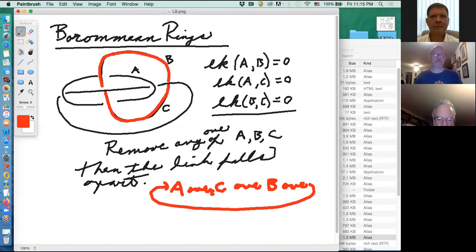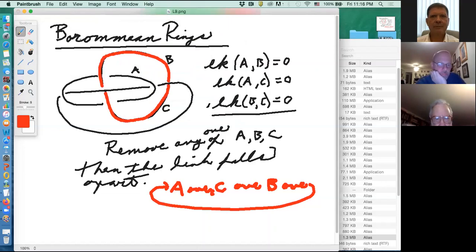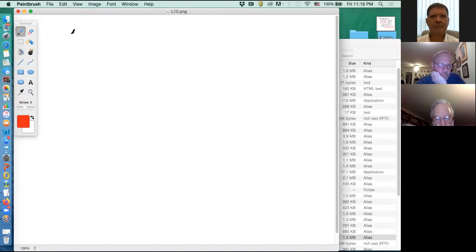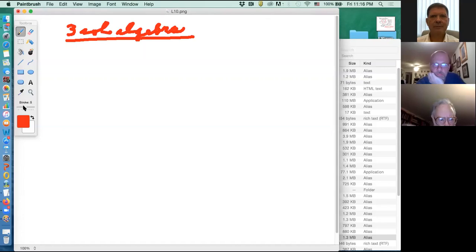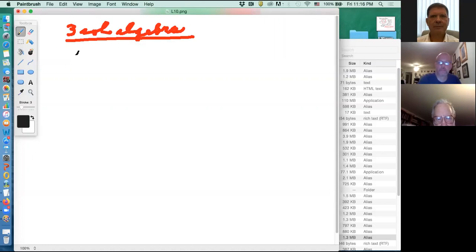So, I want to construct some information that will get us an invariant. And I'm going to begin by introducing you to a very simple algebra, which I'm going to call the three-color algebra. Go back to black. The three-color algebra has members R, B, and G. Okay, red, blue, and green.